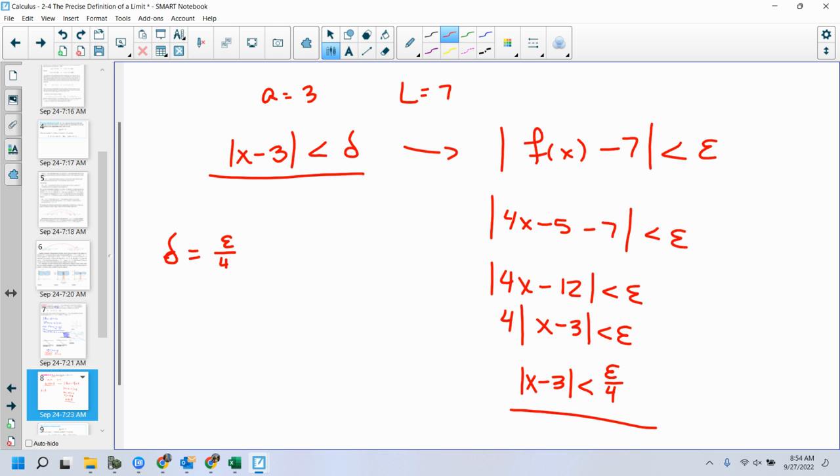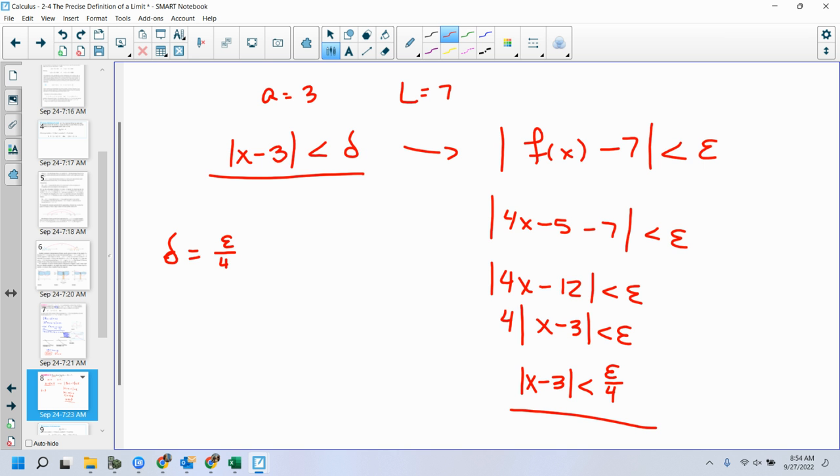Now, how did we do that? We took our output, our f of x minus L, and manipulated it until we saw the difference between x and our a. Okay, let me say that again. How did we find this epsilon over 4? We took the output minus L, manipulated it until we came up with x minus a. So we found that delta is equal to epsilon over 4. That's our prep for the proof.